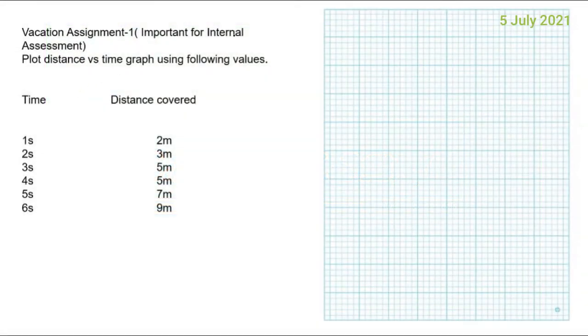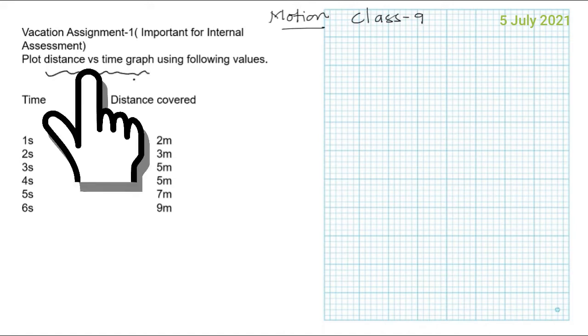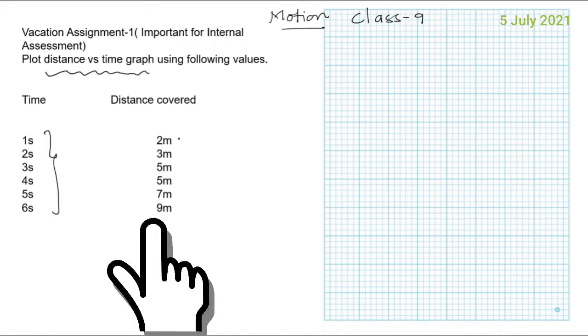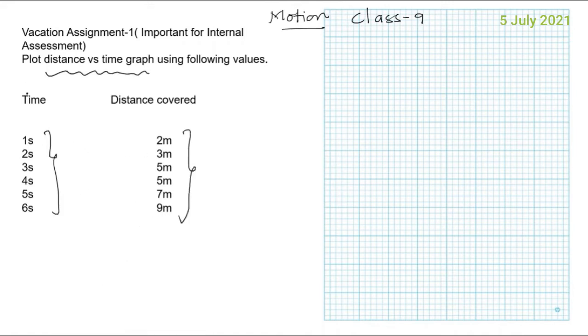We were in the chapter Motion of class 9th and we are here to discuss the answers of two of the vacation assignments, vacation homework. In front of you is vacation assignment 1. What was asked in this question was to draw a graph, distance versus time, for different values of time intervals and the corresponding distance covered by the object. Please remember, we are drawing a distance versus time graph with these values.